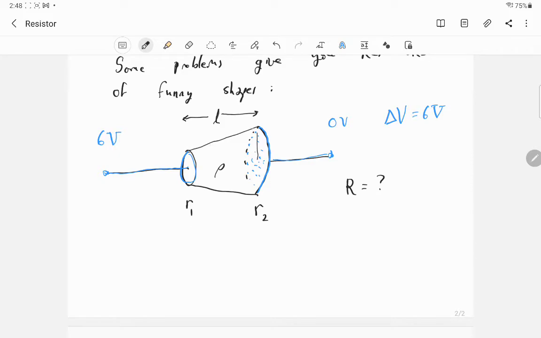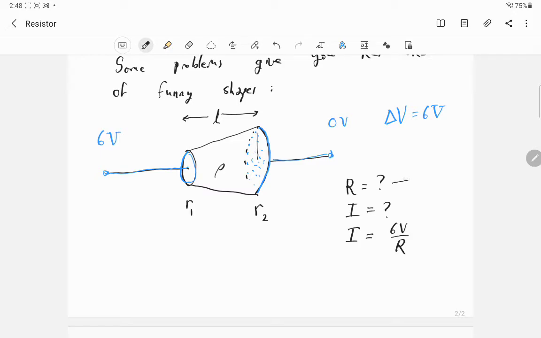Let's say that's a straight line. So the radius changes constantly, with a constant slope, from radius 1 up to radius 2, right? So L is some distance, radius 1 is some other distance, radius 2 is a third distance. So it's got a really interesting shape. How do we do this? How do we get the resistance? How do we get the current? Well, if we get the resistance, it's really easy to do the current. If I know the resistance, it's just simply Ohm's law: it's 6 volts divided by whatever the resistance is.